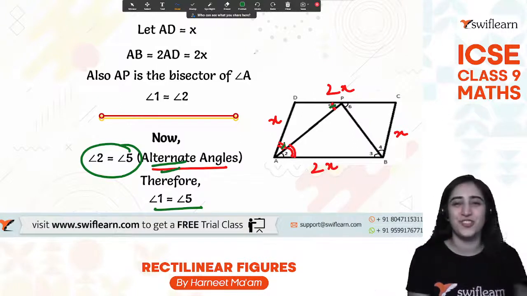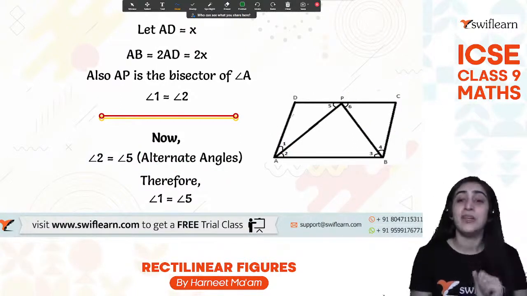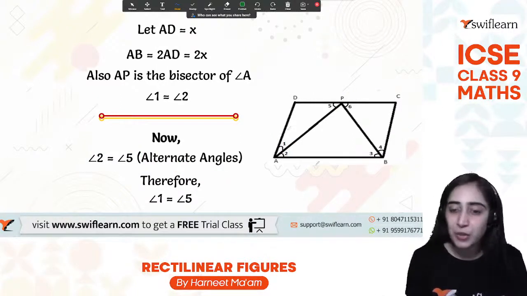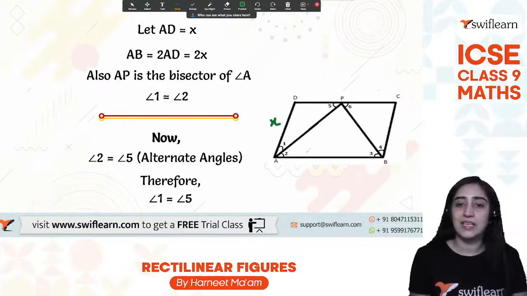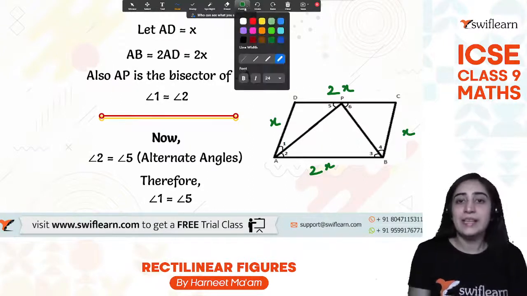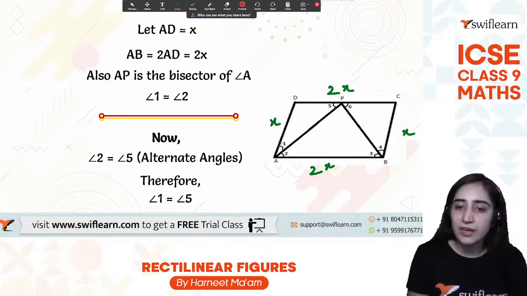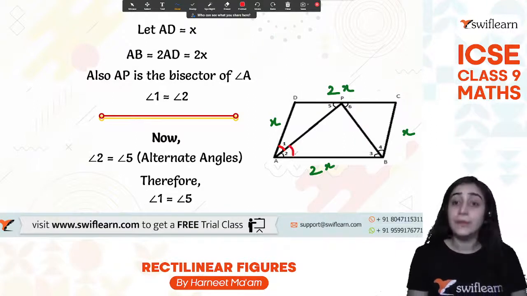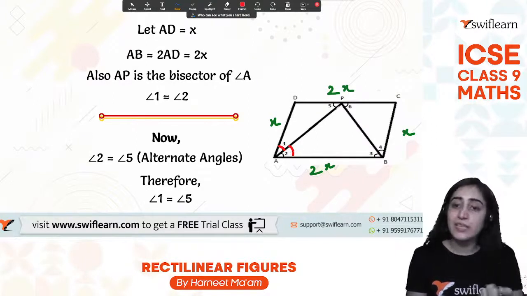I know there has been a lot of confusion. Don't worry, let me do it again. See, so far in the question we were told that this will be 2x. So if this is x, this is 2x. I hope it is clear that this is also 2x and this is x. This is sorted? Okay. The next thing it says is that these two angles are equal. Okay? Now what do I know? If these two angles are equal, then angle 2 is equal to angle 5.